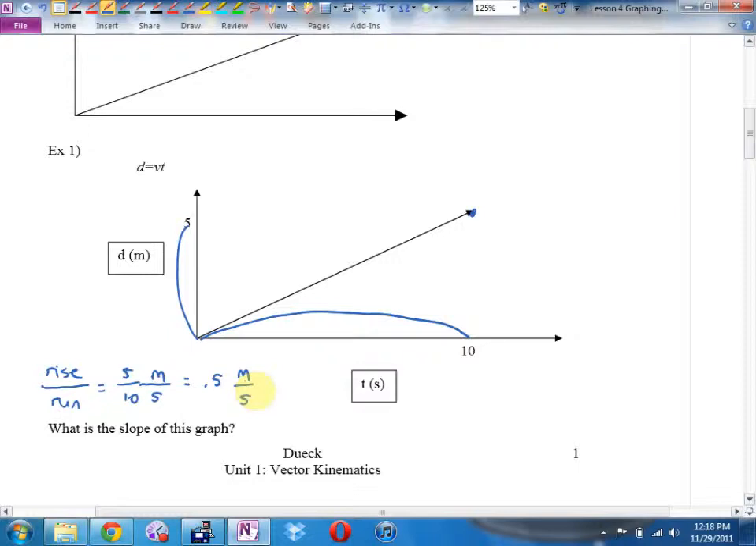And I can figure that out for almost any graph that they throw at me. I'll either divide the units or I'll divide the actual variables.